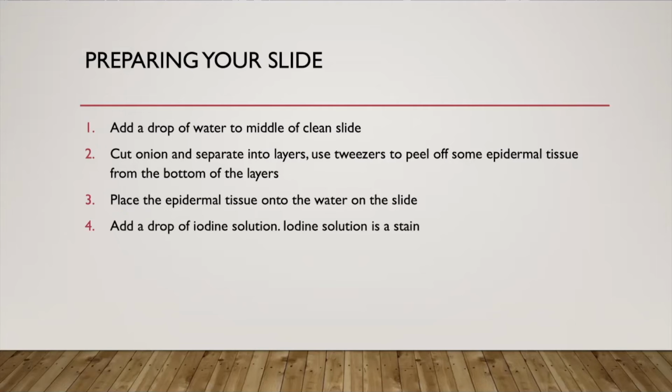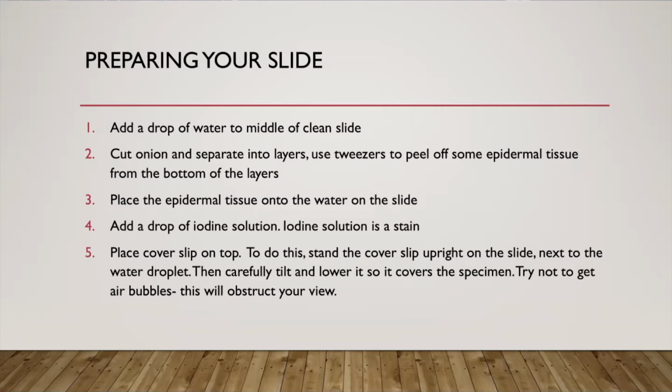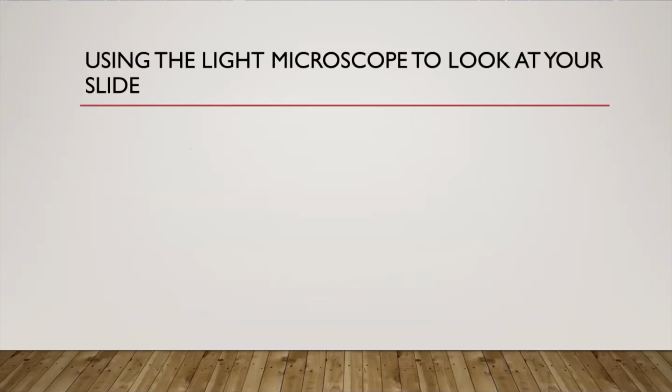Add a drop of iodine solution. Iodine solution is a stain, and this allows you to see the subcellular structures. Place a cover slip on top. To do this, stand the cover slip upright on the slide next to the water droplet, then carefully tilt it and lower it so it covers the specimen. Try not to get air bubbles. This will obstruct your view.